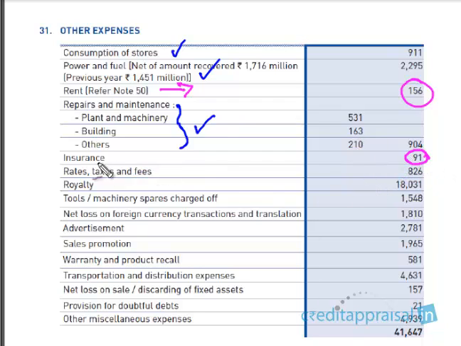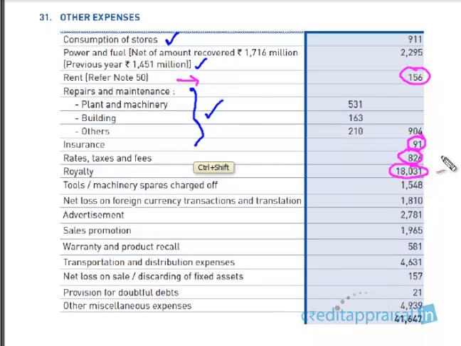Rates, taxes and fees, we have already discussed. This is a direct expense. Royalty, this also we have discussed, license fees and royalties. Because Maruti Suzuki, the foreign company, is actually Suzuki, maybe they are incurring a lot of royalty and license fees. So this is a direct expense. Tools, machinery charges charged off. This you can actually place under stores and spares, because this is a machinery spare.